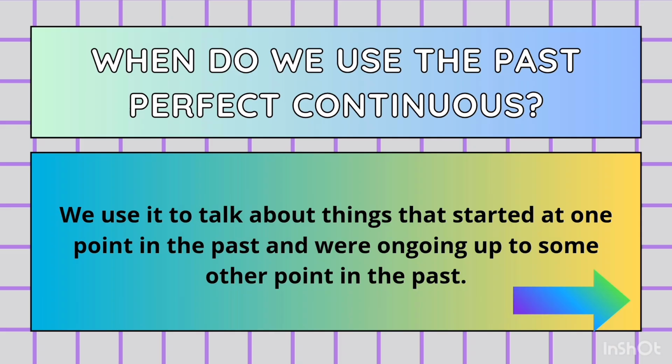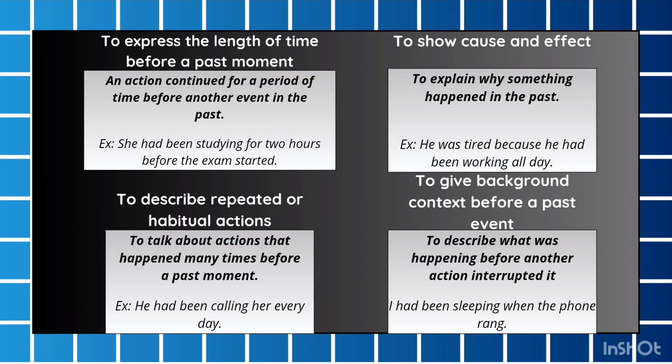What is the past perfect continuous? When do we use it? We use the past perfect continuous to talk about things that start at one point in the past and were ongoing up to some other point in the past. The main uses of the past perfect continuous are: one, to express the length of time before a past moment. We use it to talk about an action continued for a period of time before another event in the past.